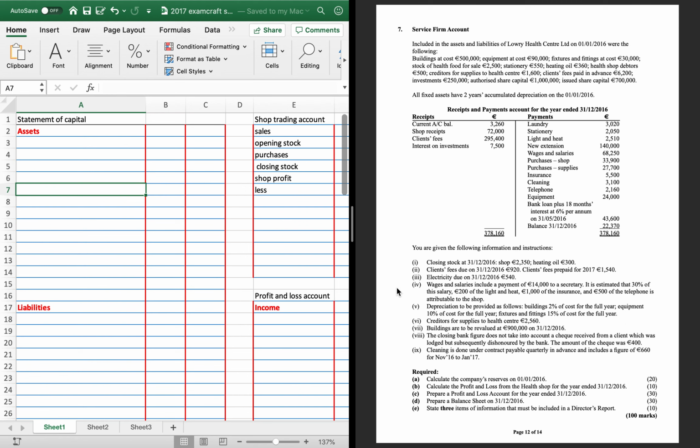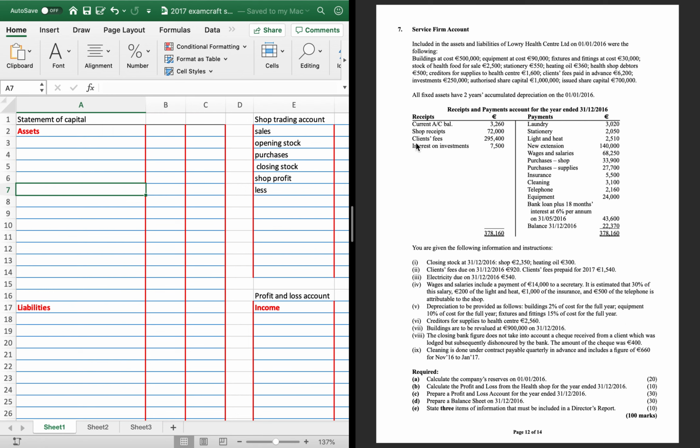To look at this is Lowry Health Centre, which is from the 2017 Examcraft. So we're going to work on service rooms this week. So instead of trying to get a little bit ahead and do a couple of these questions up here, first job, just draw out your skeleton.